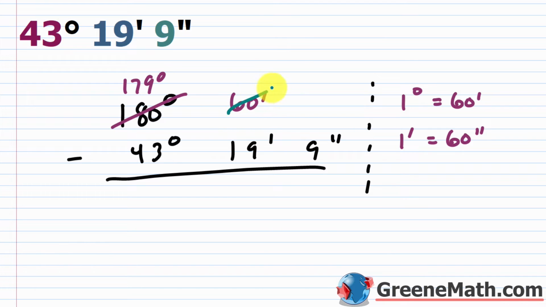And then I'm going to borrow from this. So I'm going to borrow 1 away. So let's write this as 59 minutes. And with that 1 minute that I borrowed away, it's 60 seconds. So let's write 60 seconds here. So 60 seconds minus 9 seconds is 51 seconds. 59 minutes minus 19 minutes, that's going to be 40 minutes. And then when we think about 179 degrees minus 43 degrees, that's going to be 136 degrees. So if you're asked for the supplement of this angle, which is 43 degrees, 19 minutes, 9 seconds, you're going to get 136 degrees, 40 minutes, 51 seconds as your answer.